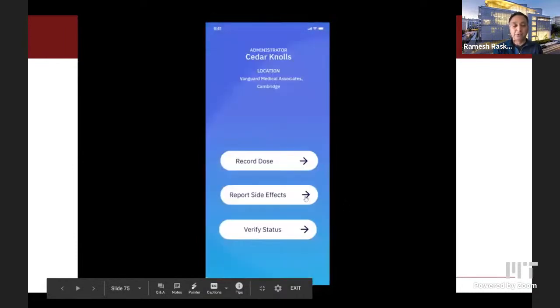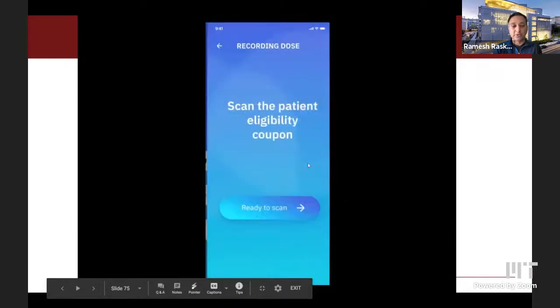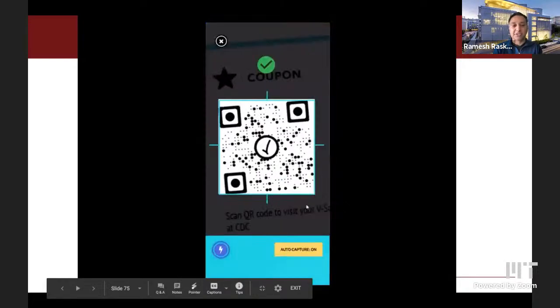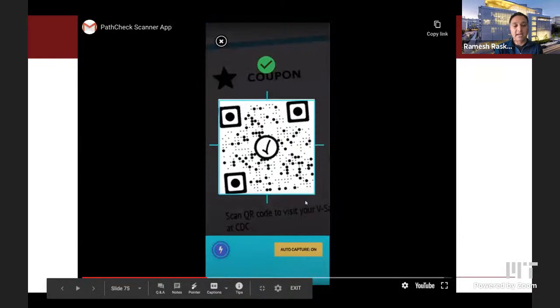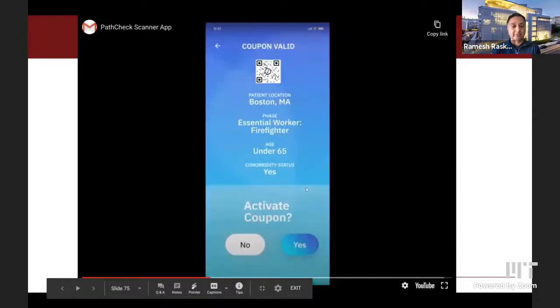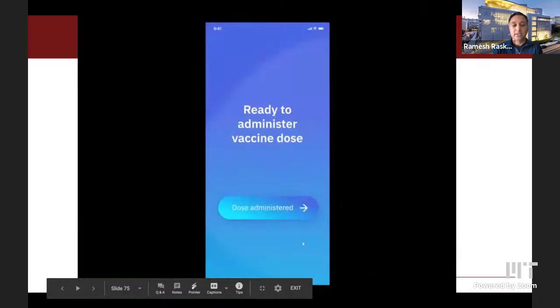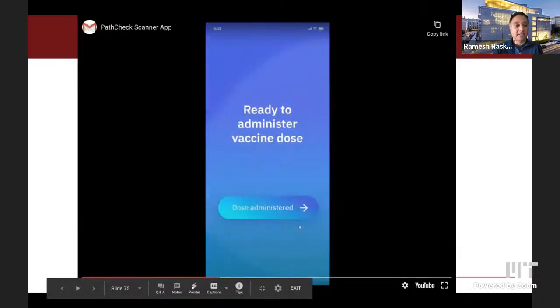So they come in for every user. They can record the dose. First, scan the patient eligibility coupon. This is what Anna and I showed earlier. So they would scan the coupon, activate that, and make sure it has not been used by anybody else, and it's for the same phase and so on. In this case, it was for a firefighter in the city of Cambridge, for example.